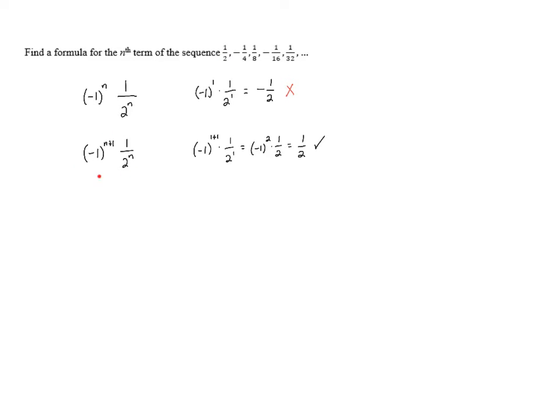That means that it's the second formula that we need for this sequence, and so here the formula for the nth term of the sequence is going to be a sub n equals -1 to the n plus first power times 1 over 2 to the nth. An alternative answer that is equivalent is -1 to the n minus first power times 1 over 2 to the n. This would also give us the correct answer.